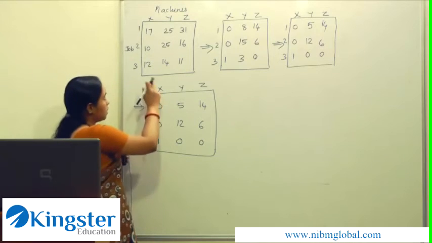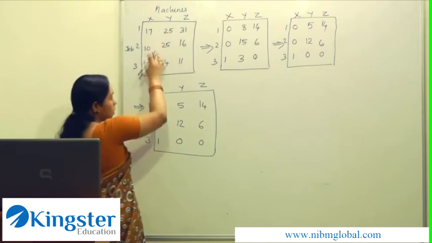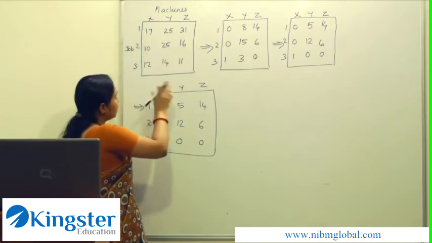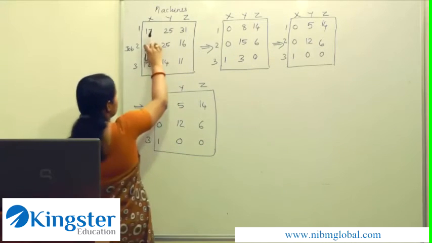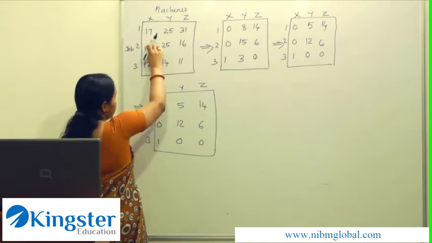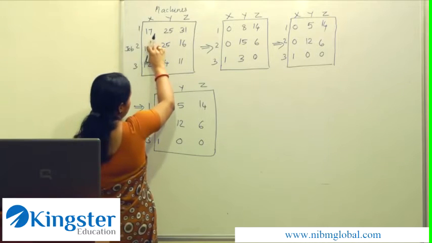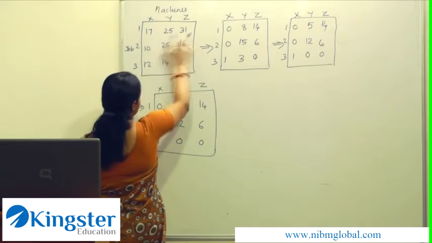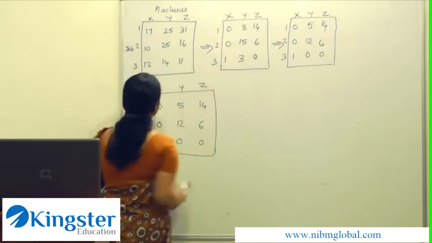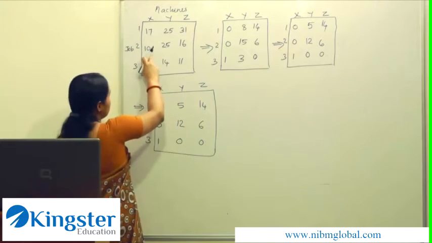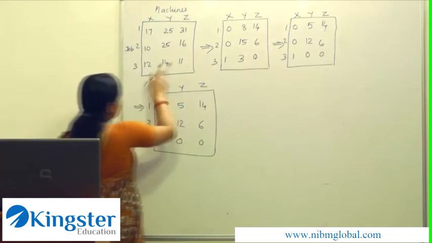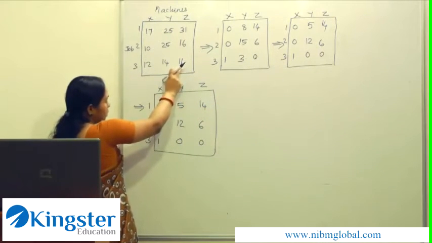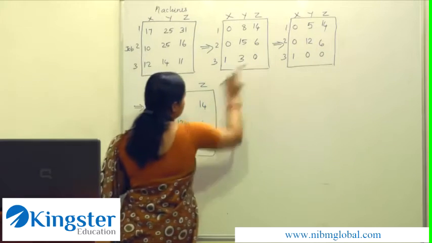So the first step is to select the lowest value from each row and find the difference of that value from every element of that row. Here the smallest value is 17. We found the difference of this value from every element of that row, that is 0, 8, 14. In the next row the smallest element is 10. So the differences are 0, 15 and 6. Here the smallest element is 11. So the differences are 1, 3 and 0.